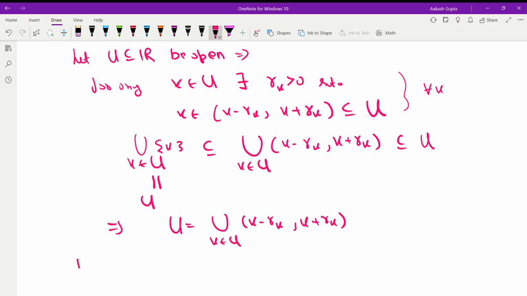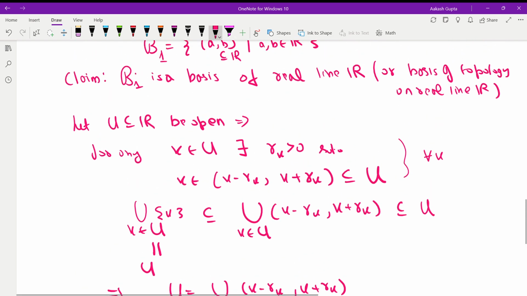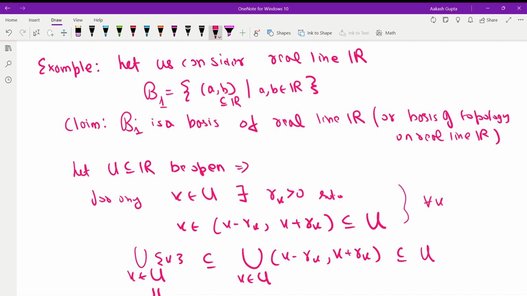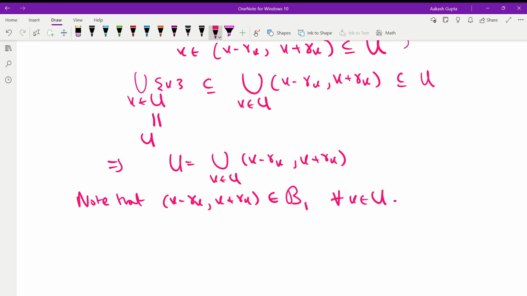And note that (x minus r_x, x plus r_x) belongs to B1 for every x in U. So what you have? Any open set you can express as members of B1, right? Any open set you can express as a member of B1. So what it means, guys? It means B1 is a basis of topology of real line R, of topology on real line R.